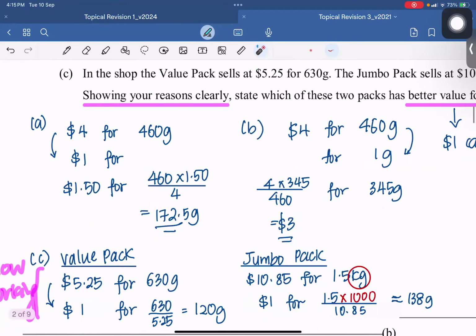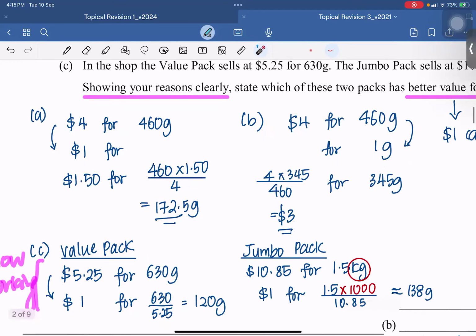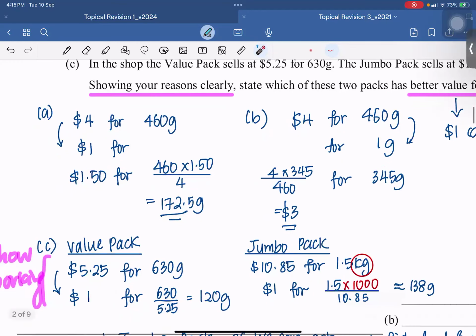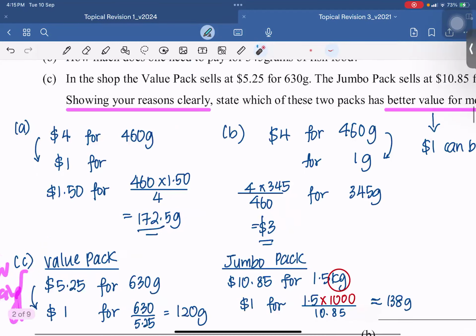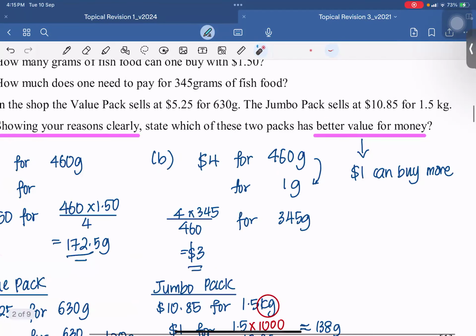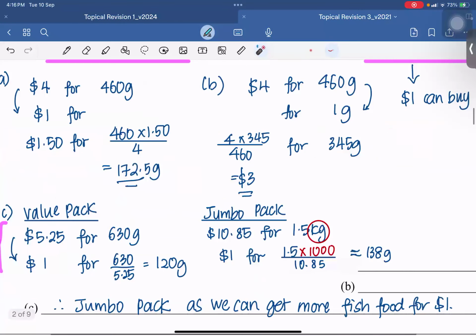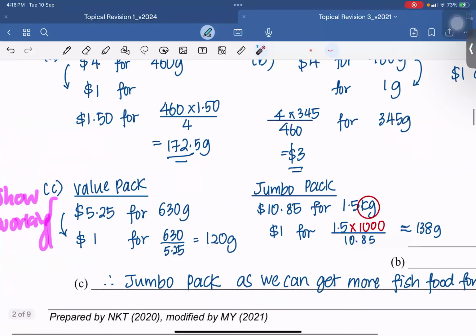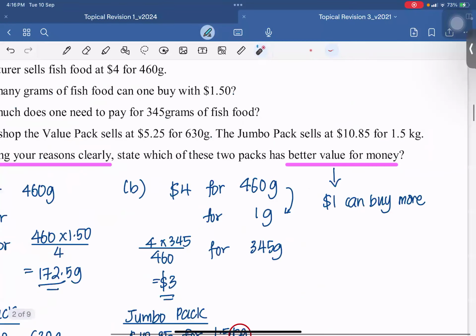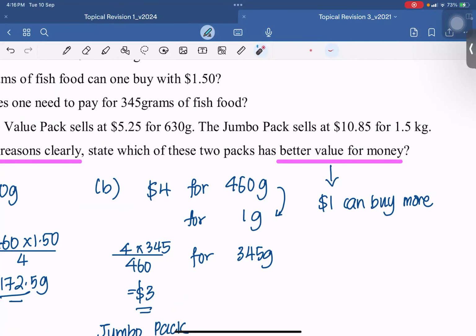Then I shall move on to part C a little bit more. Inside the shop, the value pack sells at a rate of $5.25 for 630 grams, and the jumbo packet is $10.85 for 1.5 kg. Right? So how do I find value for money? What does value for money mean? To me, I interpret it as value for money when I pay less for more things, right? Or it's cheaper, I have a cheaper rate, or with $1 I buy more, right?